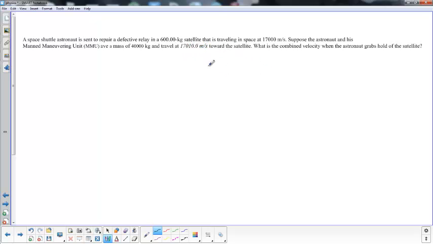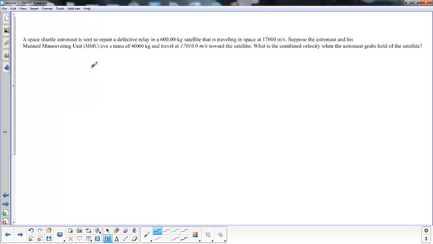So in reality, they're both going really fast, but the difference in speed is only 10 meters per second. So if the astronaut hits the satellite, he's not going to explode and die and blow up and stuff like that. He's only going to hit it with a speed of about 10 meters per second. What's the combined velocity of the astronaut when they grab hold of the satellite? So this is another perfect inelastic collision. We're having two entities that are going to become one entity, and we have to conserve momentum.